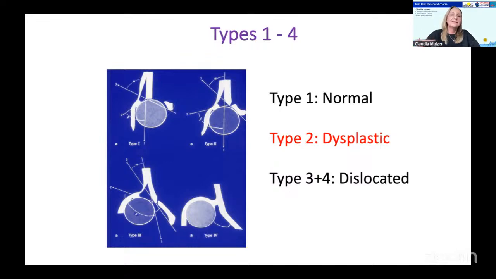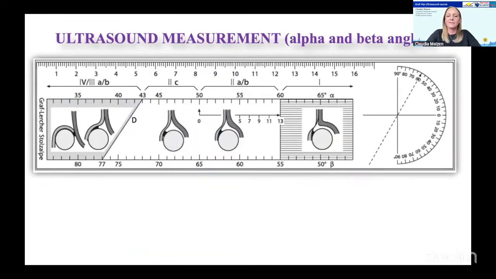Because in young babies, before the age of 2 weeks or 6 weeks, you get overtreatment, because you don't take age into account when you're looking at the anatomy. In the graph classification, you do that. So you do not have a gray area. You can subdivide this dysplastic hip.